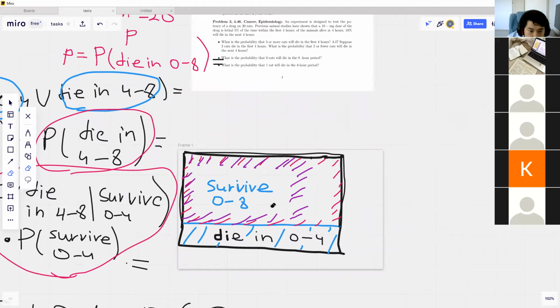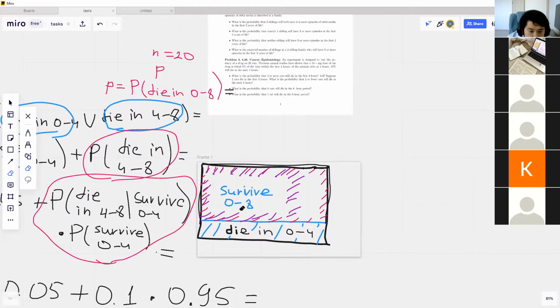Then there are right now 2 events that partition my sample space: surviving in 0 to 4. So this whole region is surviving in 0 to 4. And the second event that partitions my sample space is dying in 0 to 4. Then if I need to find the probability of that event, I can work with the intersection of this event with the partitions. So this is the probability of dying in 4 to 8.